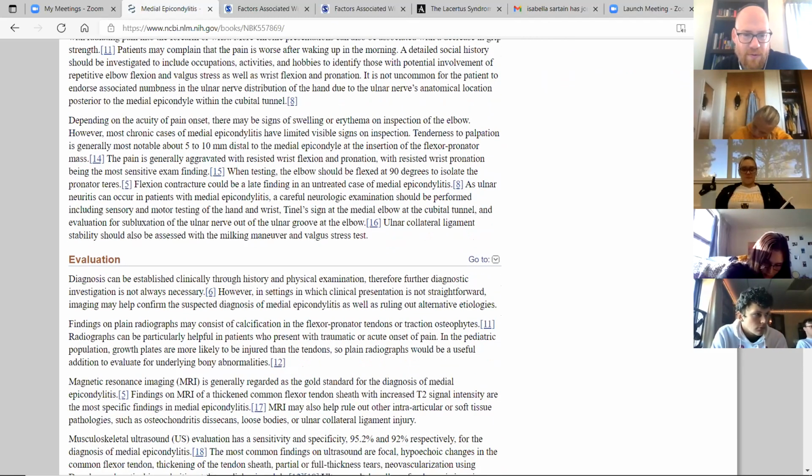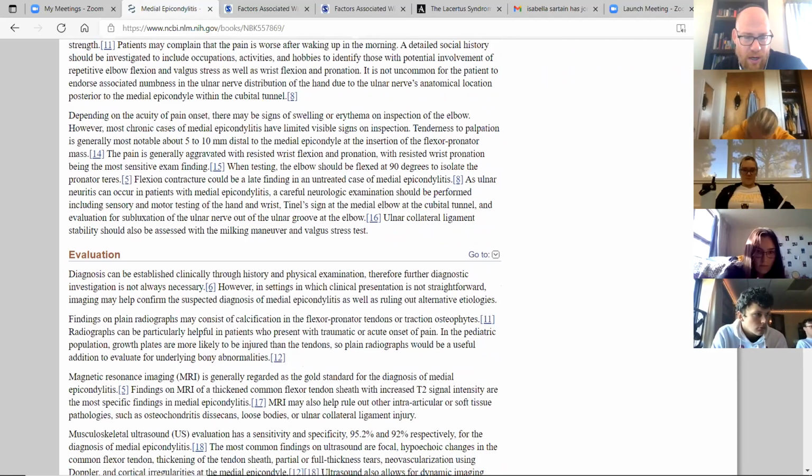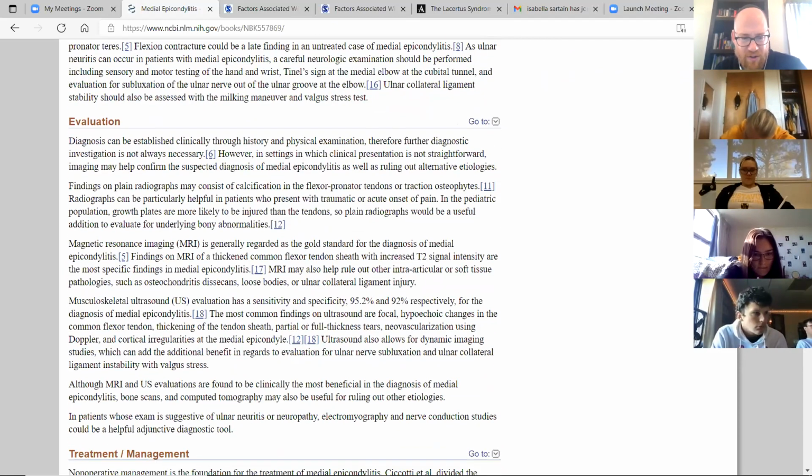Okay, so let's actually talk about the clinical exam here. So ultimately, what do you think is going to cause most of the pain, particularly on clinical exam with these patients? What do you think will be provocative?